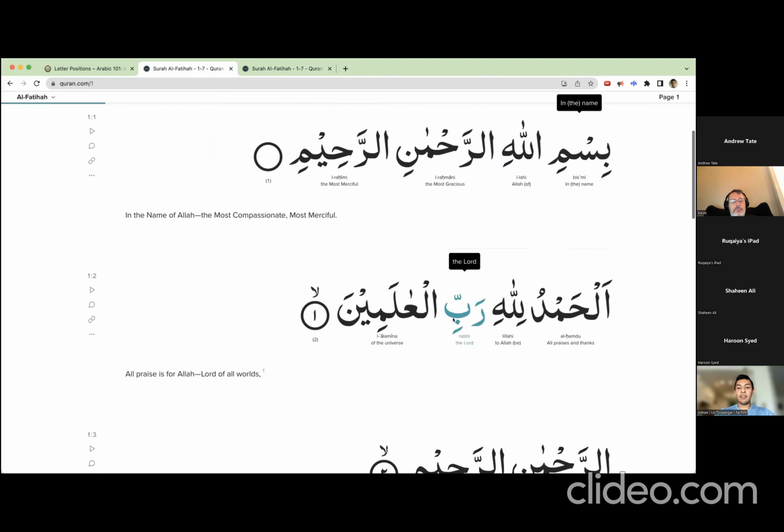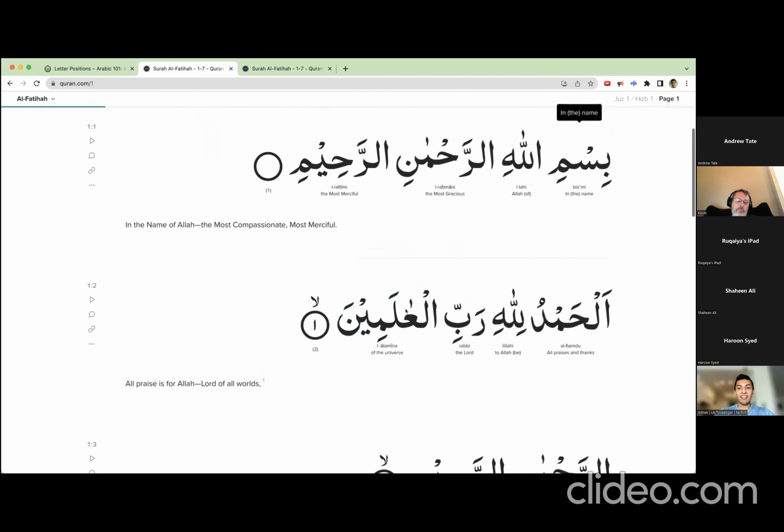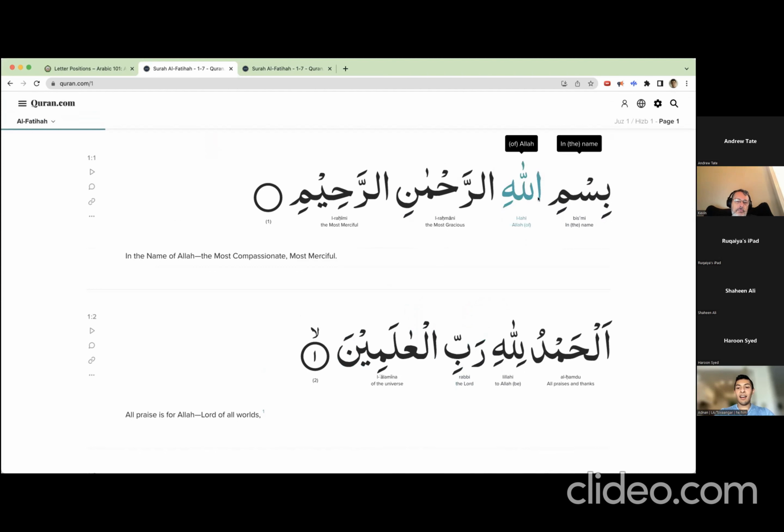And we'll see that later when we go down to this verse. Why is Rabbi without an article, but Alameen has the article? So Allah, and then these words are adjectives that describe Allah. So they take the same case and the same definiteness, with al after it. Okay. Yeah.